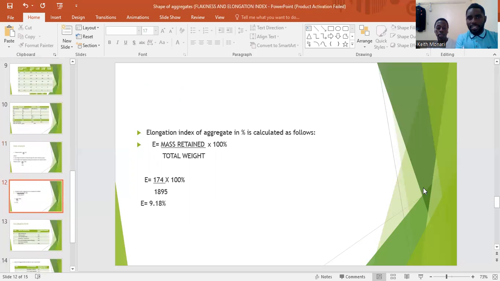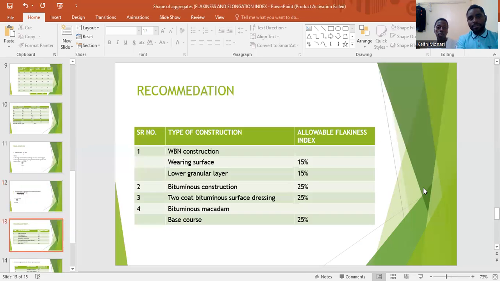Coming to the elongation index data analysis, elongation index is given by mass retained divided by the total weight multiplied by 100%. In our experiment, the mass retained was 174 grams, while the total weight was 1,895 grams. Applying the formula, elongation index is given by 174 divided by 1,895 multiplied by 100%. The result was obtained to be 9.18%, which was the elongation index of the aggregates.